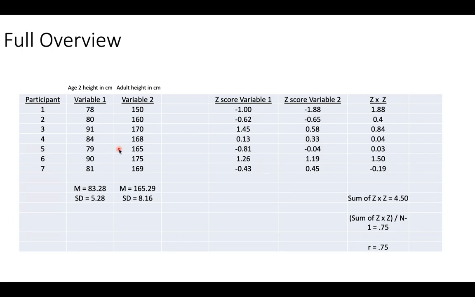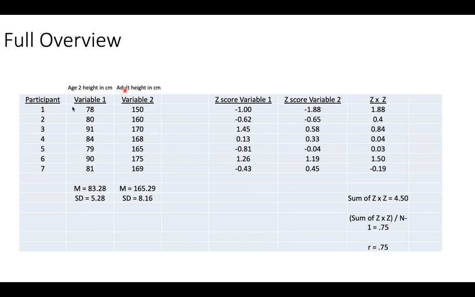I want to orient you to the research question here. I think it's an example actually pulled from part 2 of this lecture, where we're looking at participants' height in centimeters at age 2 being correlated with their height in centimeters as adults. So essentially, are tall 2-year-olds tall adults? Are short 2-year-olds short adults? Is there no relationship between height at 2 and adult height? Or is there an inverse relationship? Do tall 2-year-olds become short adults, right?